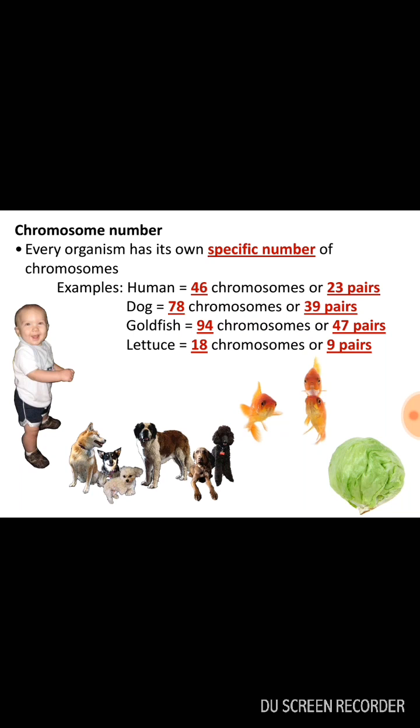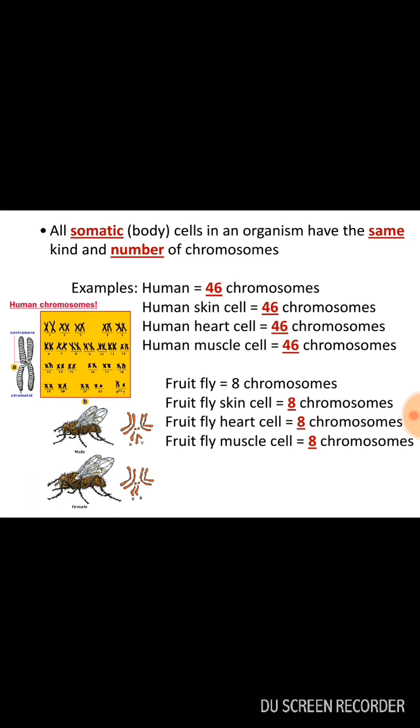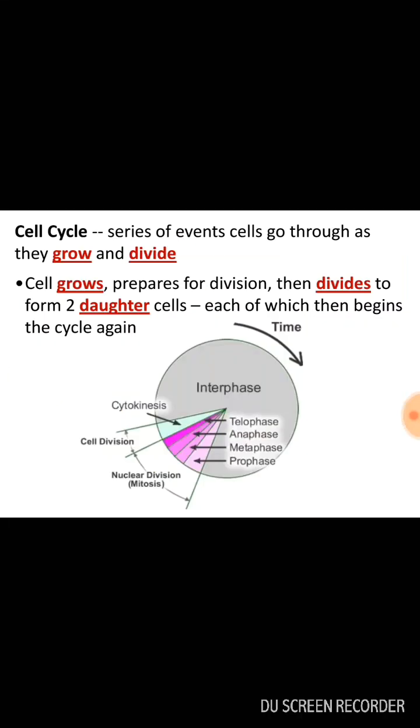Now chromosome number is specific to every organism. For example, humans have 46 chromosomes, and since chromosomes occur in pairs, we always say 23 pairs. Dog has 39 pairs, a goldfish 47 pairs, and lettuce has 9 pairs. All your body cells, I repeat, have the same kind and number of chromosomes. That means in human beings, the cells of the skin, the cells of the heart, the cells of the muscles, all of them have 46 chromosomes.